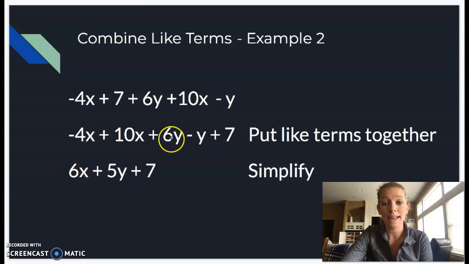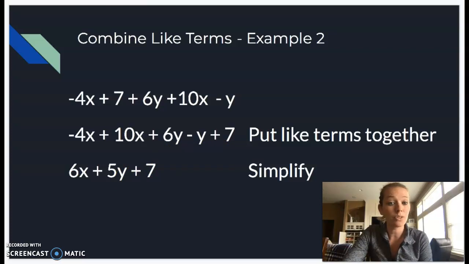Then I'm going to combine the y's. Here I have 6y, and then it's minus y. And remember, if it doesn't have a number in front, then that means there's a 1 there. So really I'm doing 6 minus 1. And so that gives me 5. And the variable was y, so I write that down as 5y. Last thing is my constant. I have 7. It's the only constant that there is, so I just write it down, plus 7.